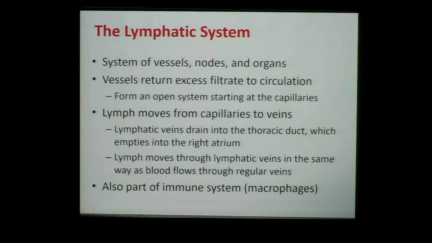So lymph is going to move in these vessels in the same way that it does through our regular veins. So how is that? How does blood move in our veins? What's important for the movement of blood? Pressure gradients, excellent. So the same way that blood moves along our vessels, arteries, and veins is the same way that lymph moves along lymphatic vessels and lymphatic ducts.